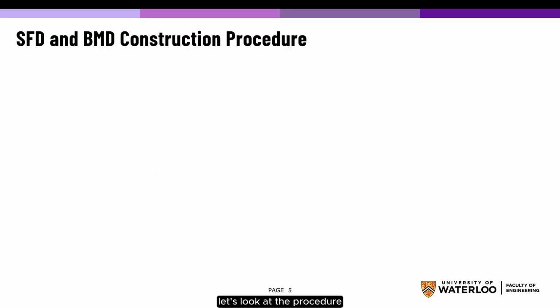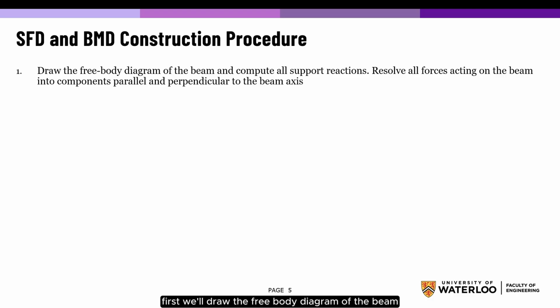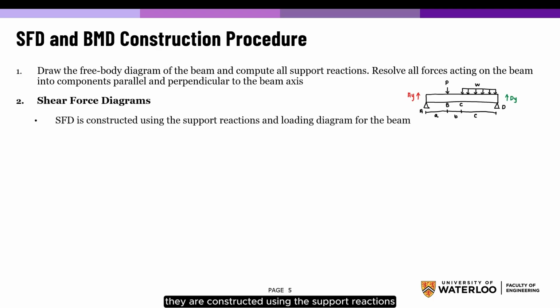Let's look at the procedure for the shear force diagram and bending moment diagram. First, we'll draw the free body diagram of the beam and compute all support reactions. Resolve all forces acting on the beam into components parallel and perpendicular to the beam axis. Let's take a look at this beam where there are support reactions Ay and Dy, a concentrated load P, and a distributed load w.